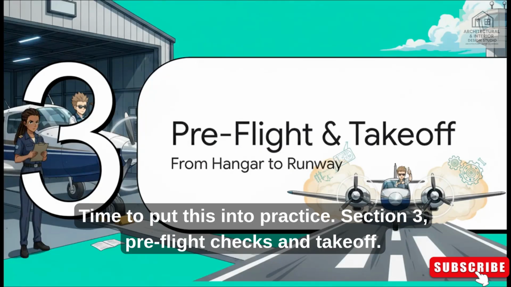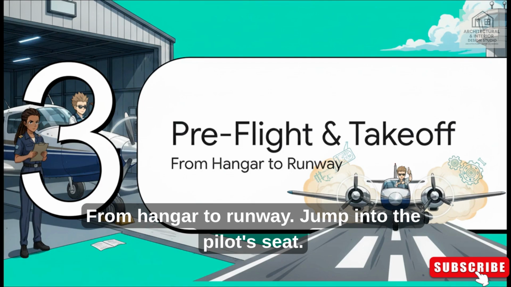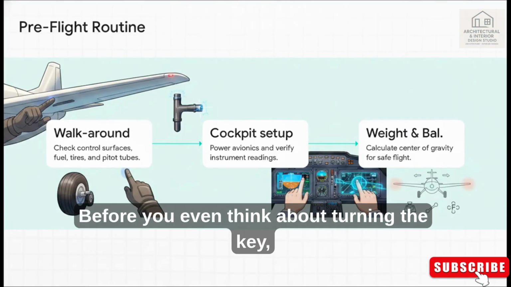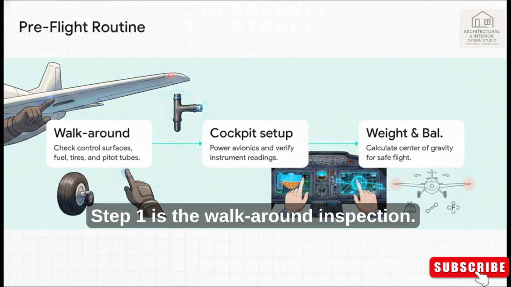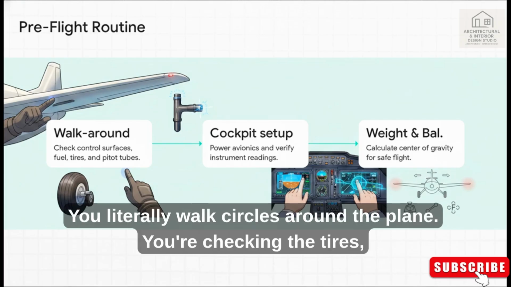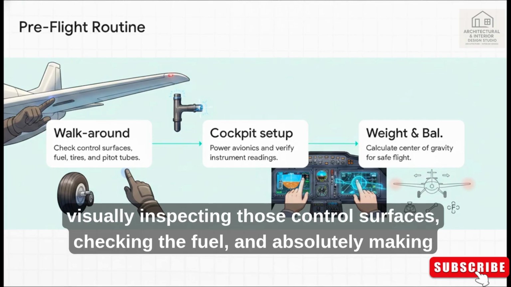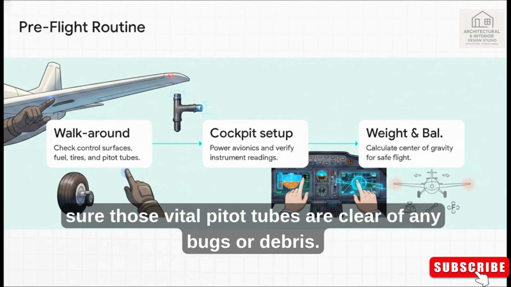Time to put this into practice. Section 3, pre-flight checks and takeoff. From hangar to runway. Jump into the pilot's seat. Before you even think about turning the key, you have got to do your mandatory pre-flight routine. Step 1 is the walk-around inspection. You literally walk circles around the plane. You're checking the tires, visually inspecting those control surfaces, checking the fuel, and absolutely making sure those vital pitot tubes are clear of any bugs or debris.